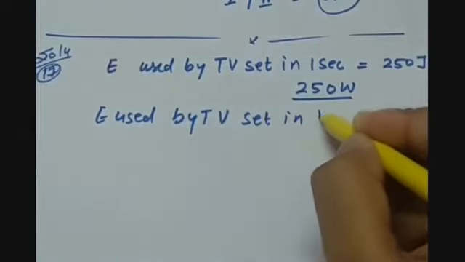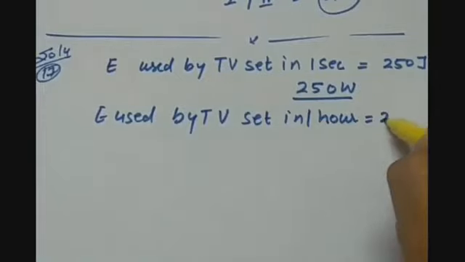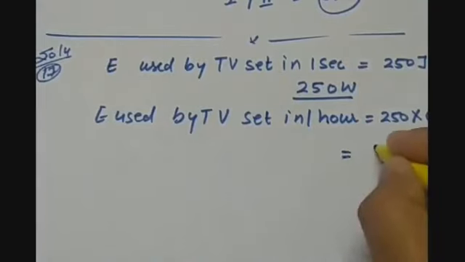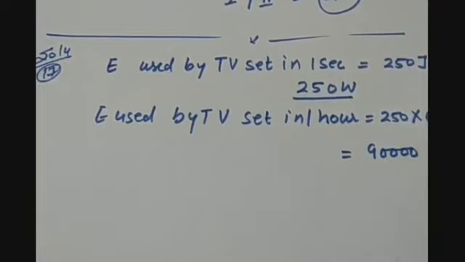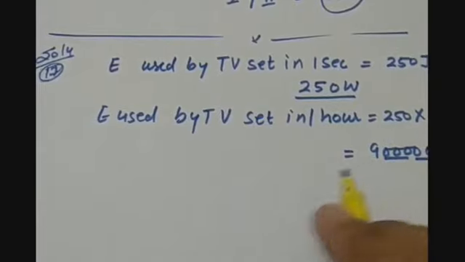in 1 hour will be 250 into 60, converted into minutes first and then into hours. So this will be 9 lakh joules. So 9 lakh joules will be the energy consumed by the TV set in 1 hour.